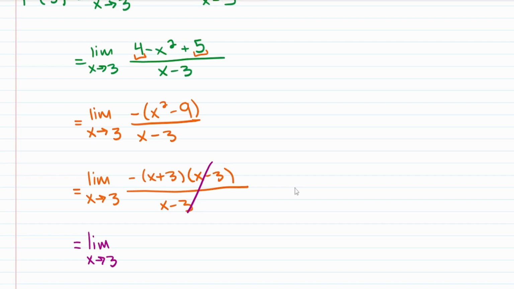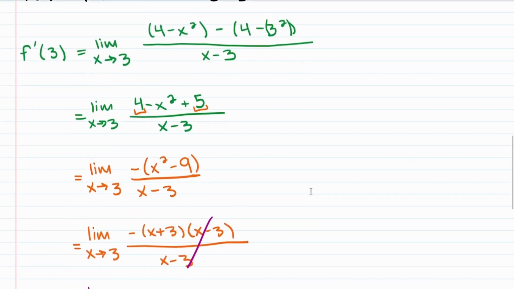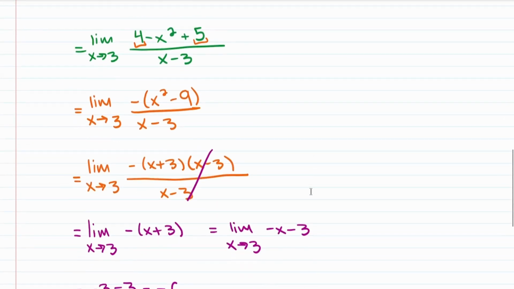And now we just have negative x plus 3. So we'll go ahead and distribute that negative, of negative x minus 3. And then finally, we'll be able to evaluate by plugging in 3 for x. And we will have negative 3 minus 3 gives us negative 6. And that's going to be our slope of the function 4 minus x squared, specifically at the point c equals 3.